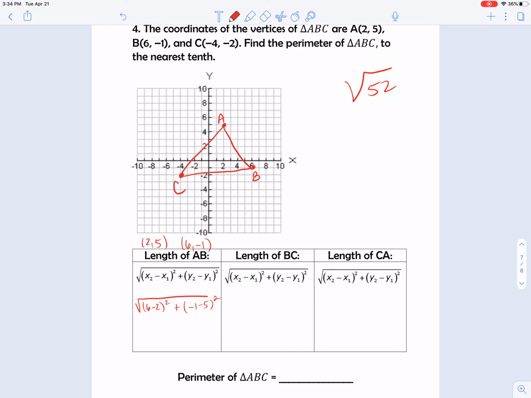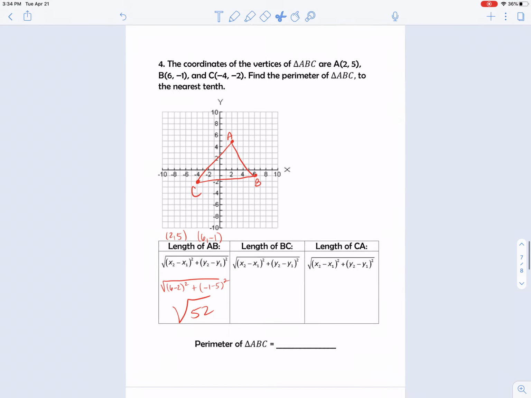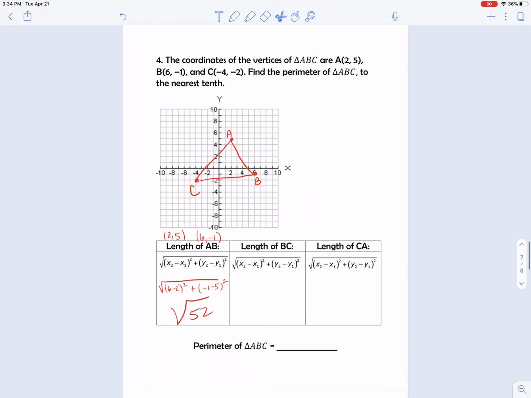Or maybe it'll let me write it there. Circle it and bring it to where it belongs, right there. I'm not going to simplify it yet. It says to round to the nearest tenth for the final answer. So I'll take care of that at the end.